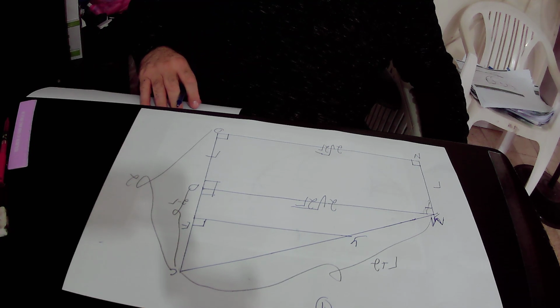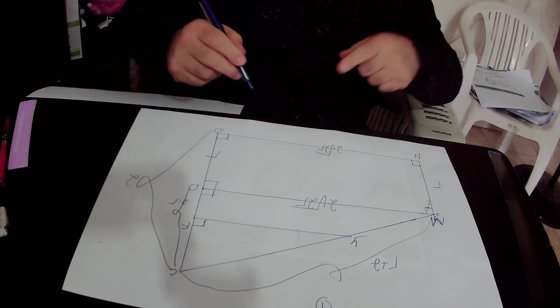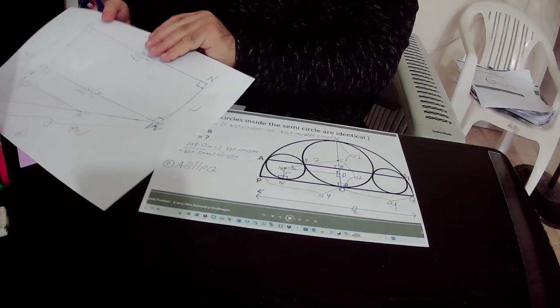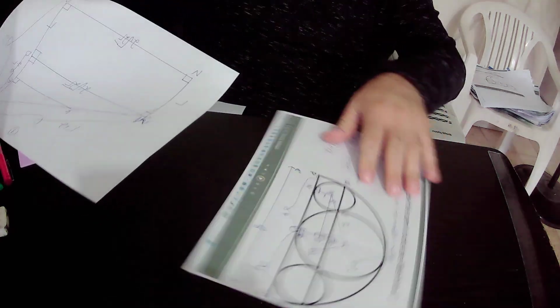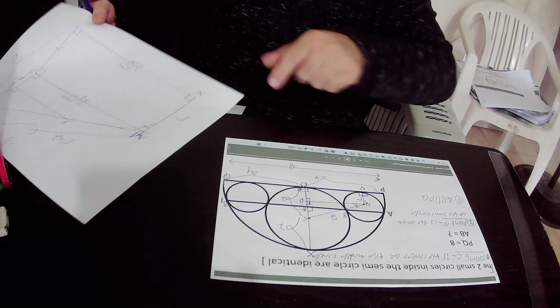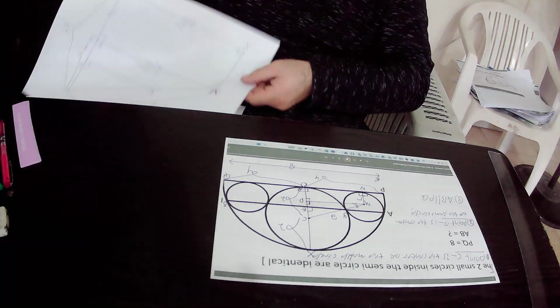So, in the next step, we will join together points M and O by a straight line. Here, we will join together points M and O by a straight line.